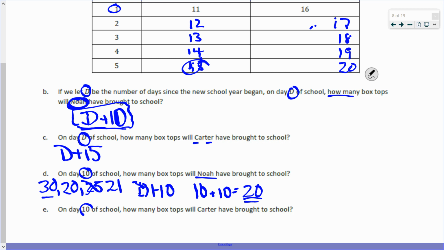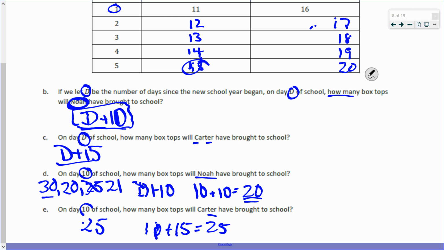Now, since we've gone through that exercise, this one should be quick. How much will Carter bring on day 10? Gabby? Which one? Those are different numbers. 25. Why? What was our expression? D plus 15. I put 10 plus 15 gives me 25.